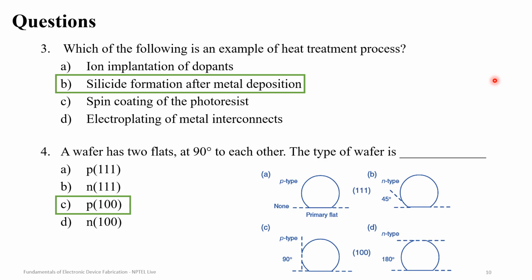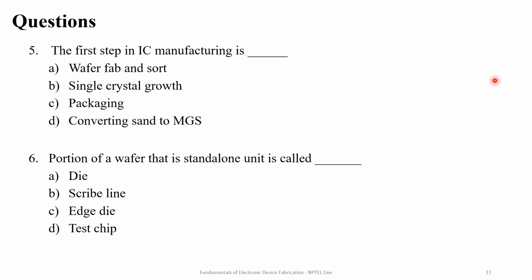Yes. Next: the first step in IC manufacturing is dash: wafer fabrication and sorting, single crystal growth, packaging, converting sand to metallurgical grade silicon.